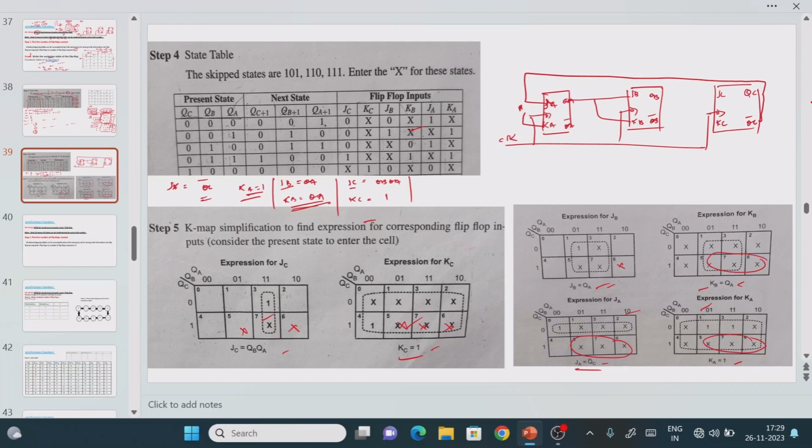Now what is the JC? JC equal to QB into QA. Here you need to understand. QB into QA, this is a logic gate. QB into QA means which logic gate? AND gate representation. It means that we should have the AND gate. One input is QB, another input is QA, the output is the JC, right? Where do we have the JC? Here we have the JC, right? So which logic gate do we need to take? AND gate, right? So I am taking the AND gate.